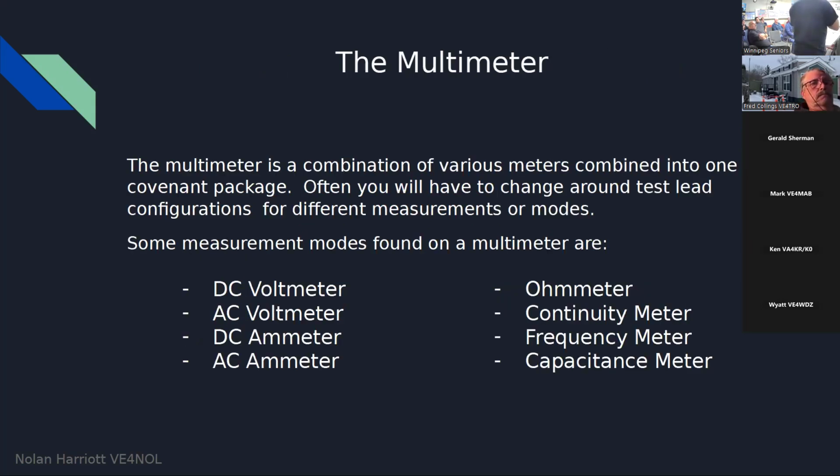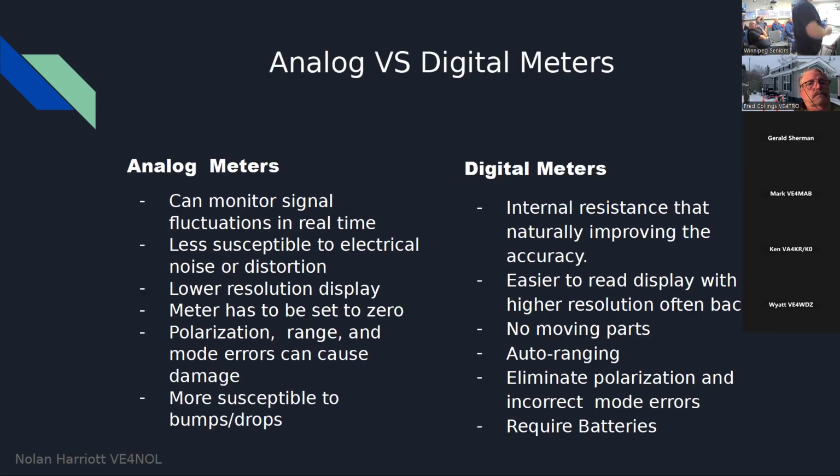And the multimeter is simply a combination of all these different meters put together into one convenient package. These are some of the common features that you'll see on multimeters. We've all looked at them, we've seen what they are. All right, analog versus digital. Why the difference? Why would you choose one over the other?